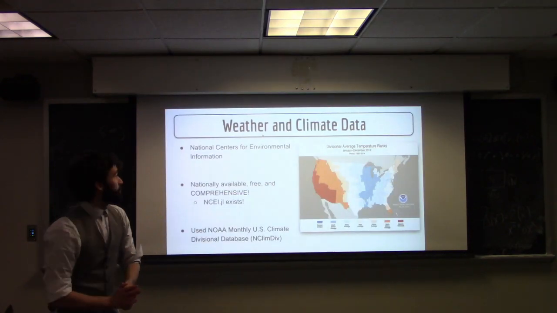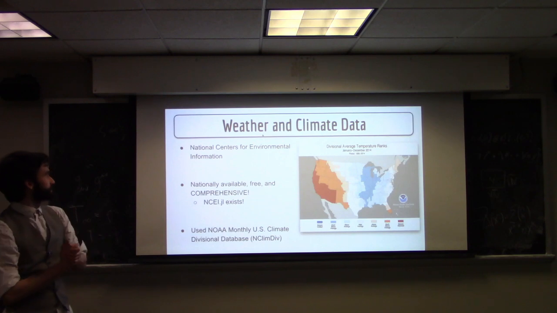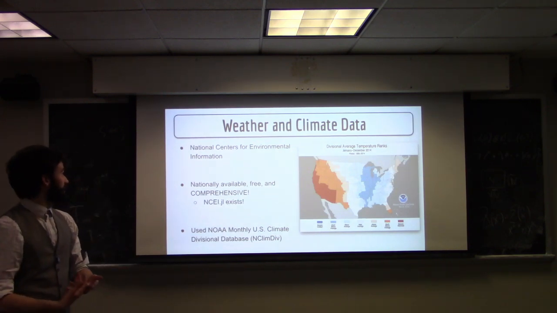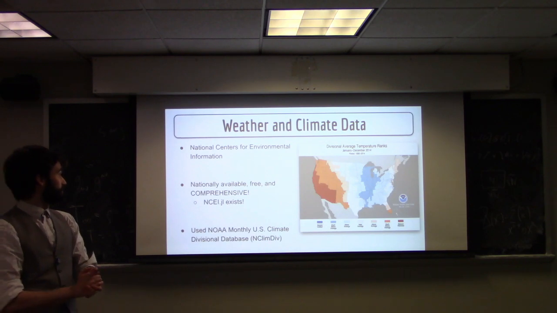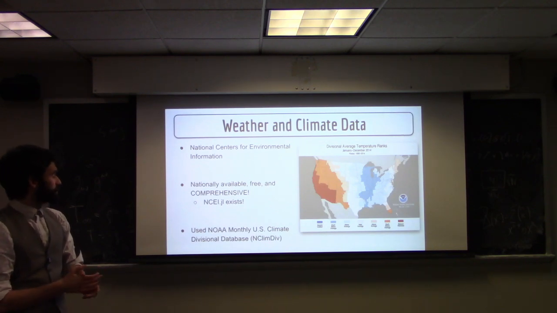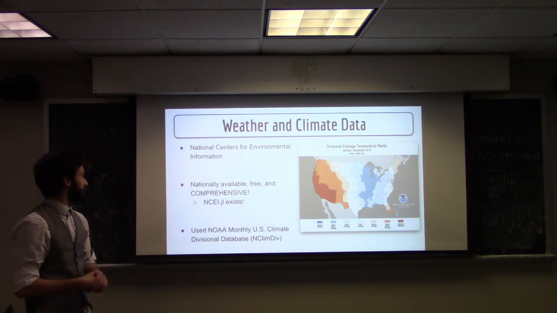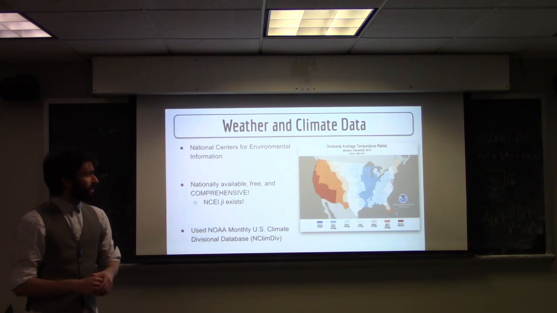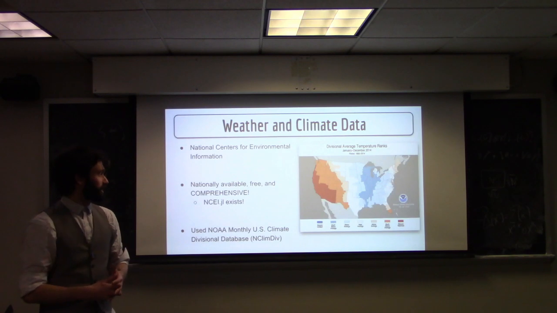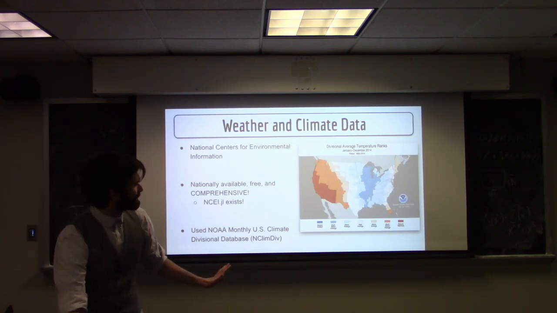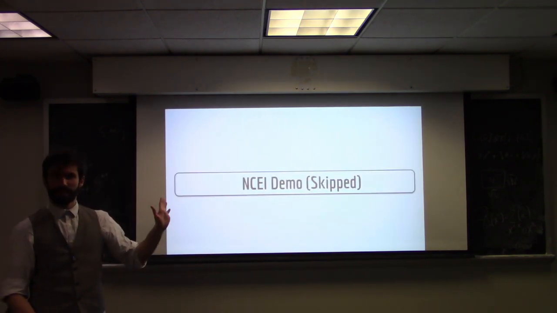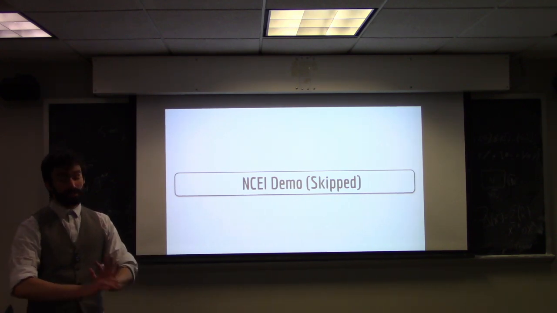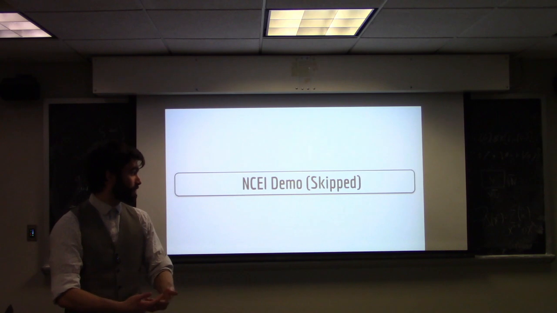Our next data is weather and climate data. This comes from the National Centers for Environmental Information. It's naturally comprehensive, available, and free. And we're using, in this case, data from the NOAA Monthly U.S. Climate Divisional Database for the year 2011. I'm not really going to go over an example for this because we're just looking at average temperatures recorded per state. That is a very coarse example here.